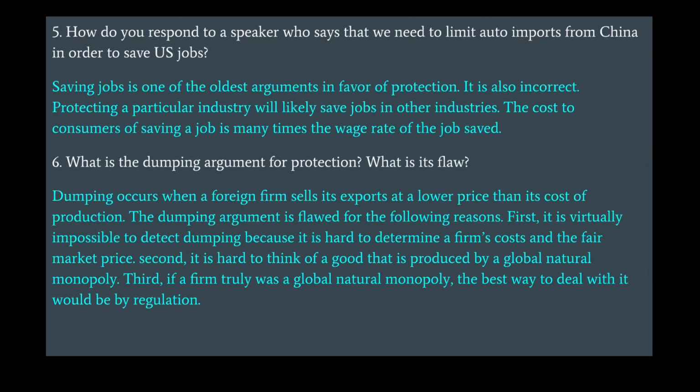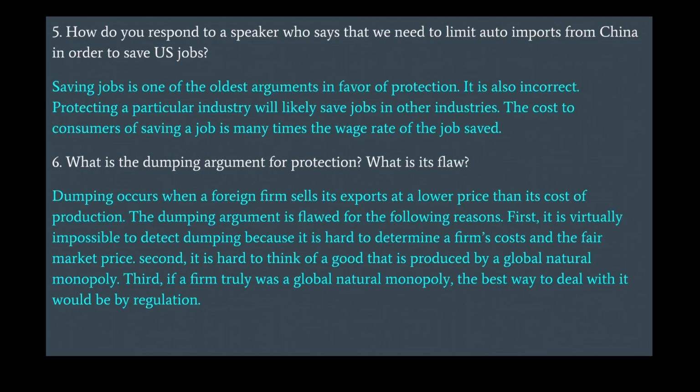Fifth, how do you respond to a speaker who says that we need to limit auto imports from China in order to save US jobs? Saving jobs is one of the oldest arguments in favor of protection. It is also incorrect. Protecting a particular industry will likely cost jobs in other industries. The cost to consumers of saving a job is many times the wage rate of the job saved.